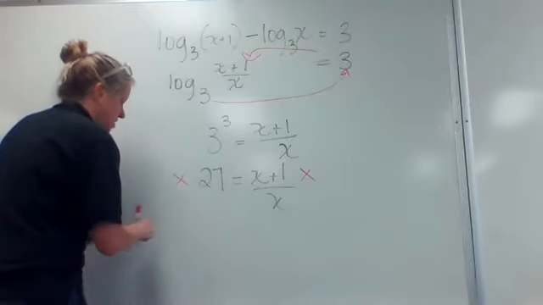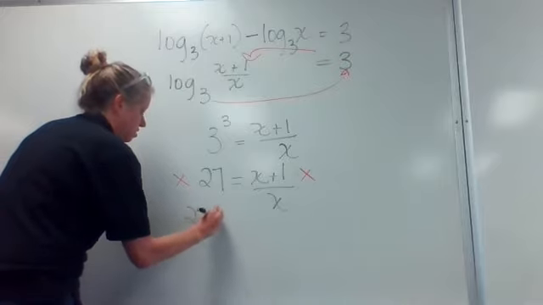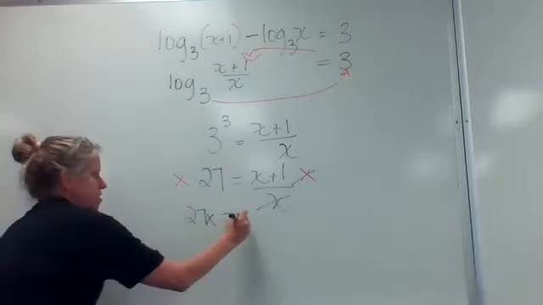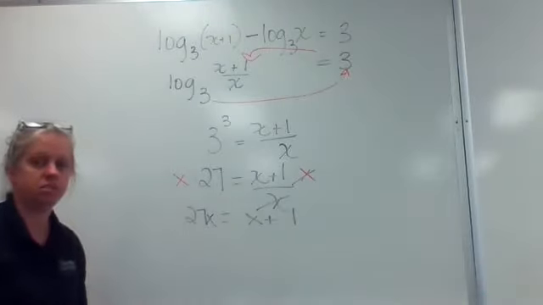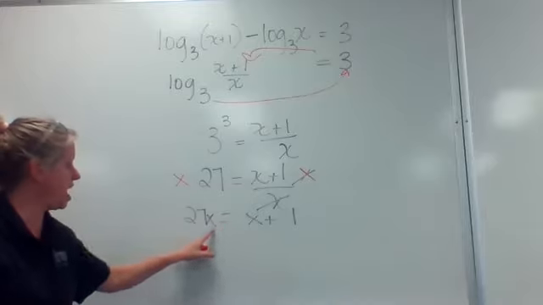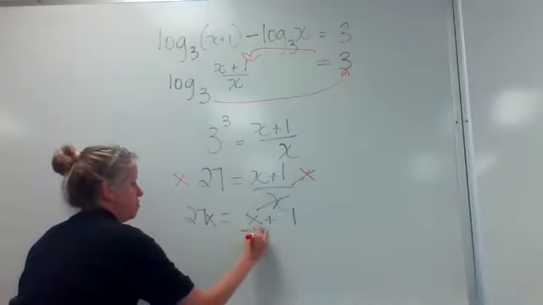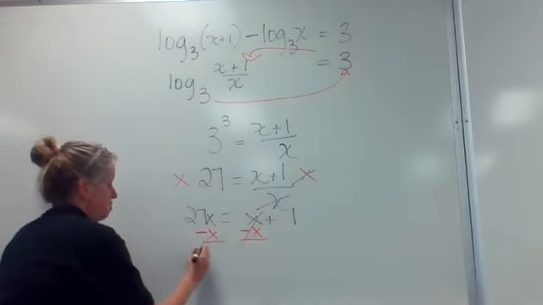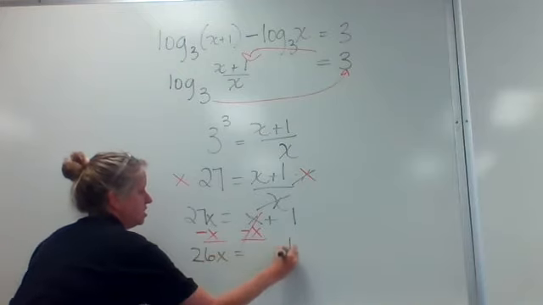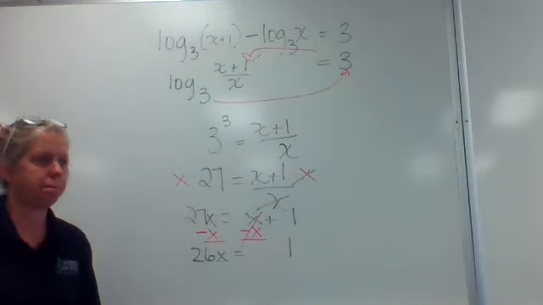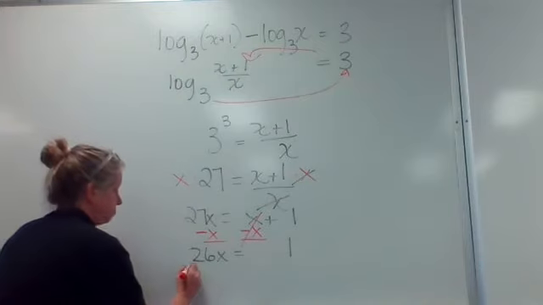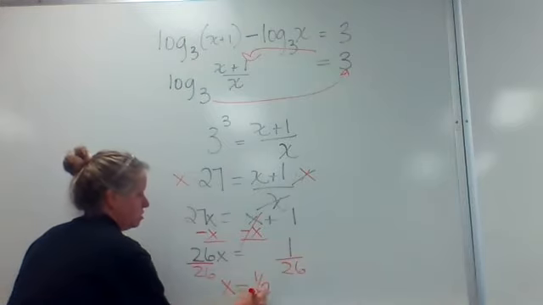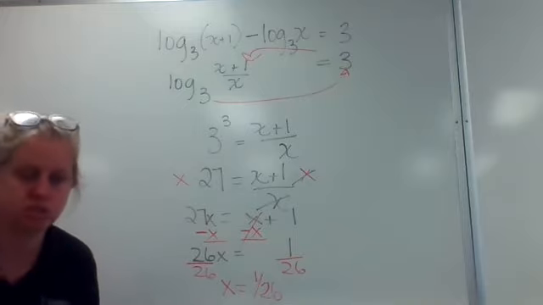So on the left, I've got 27x. On the right, since those x's cancel, I just have x plus 1. Solving for x. So I'll subtract the x's from both sides. 27 minus 1 gives me 26x equals 1. And divide by 26. So x equals 1 over 26.